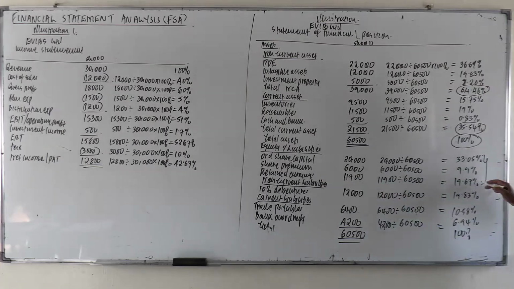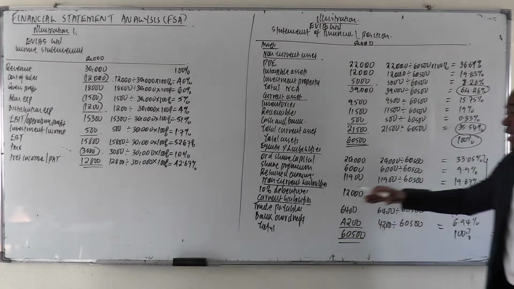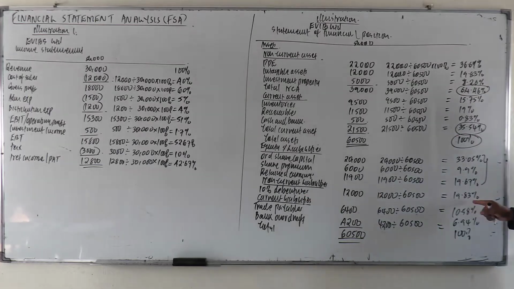And these are the shareholders' wealth. Then, debenture, the long-term debt, represent 19.83. So it means that of all our total investment, they have been financed using 19.83% of the loans or debentures. And then trade payables represent 10.58, and then the bank overdraft is 6.94. Good. So that's what we call now a vertical common size.